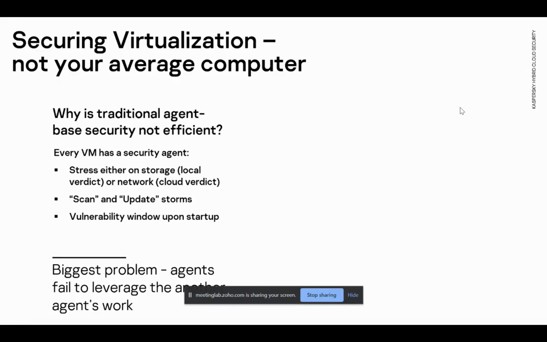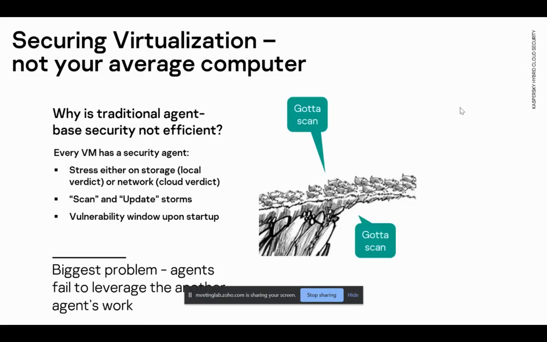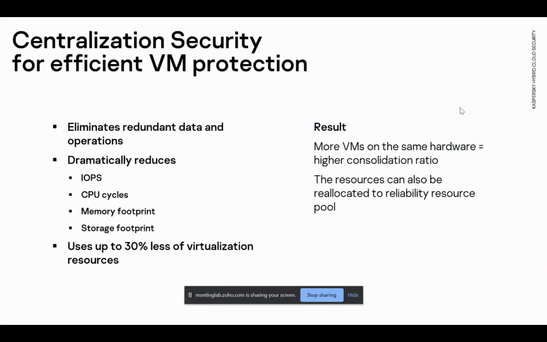The whole problem is that agents do not leverage the work of other agents. All agents work independently. So if something is caught by a neighbor agent, that is not shared with all the other agents. Every time, each of the agents on each of the endpoints does all the things over and over again, resulting in a waste of resources, a lower consolidation ratio, and diminishing the virtualization ROI, or return on investment.